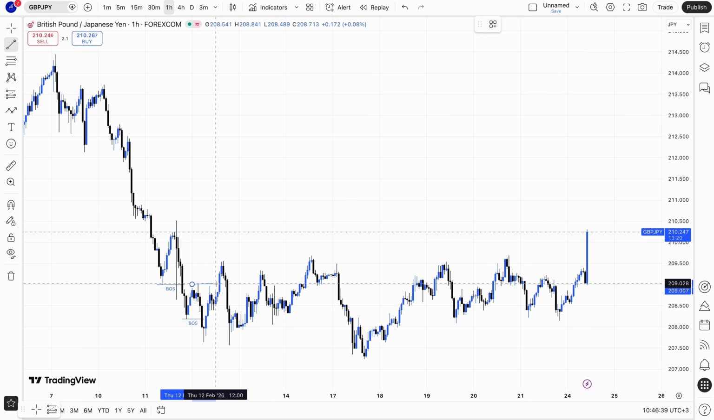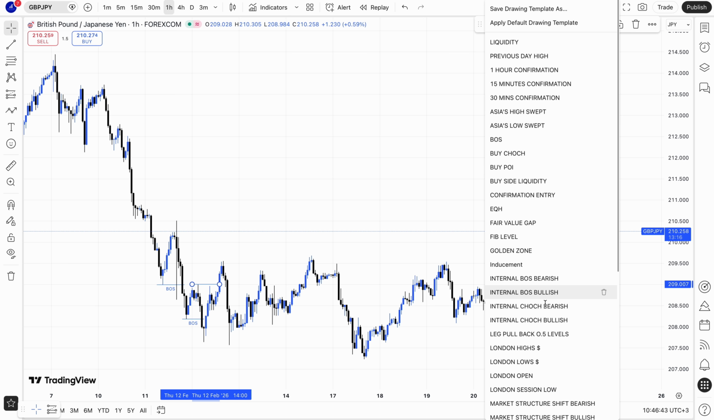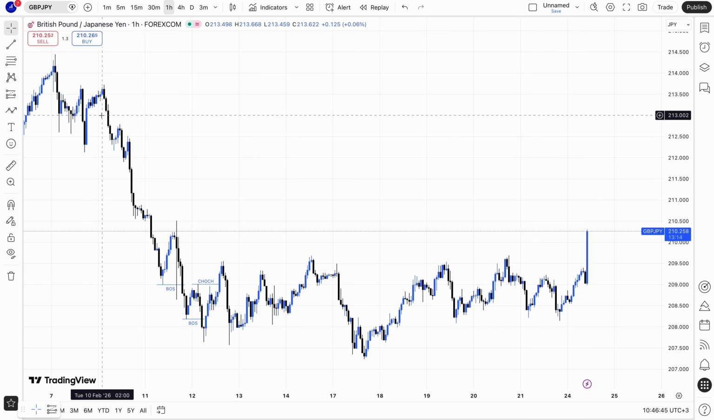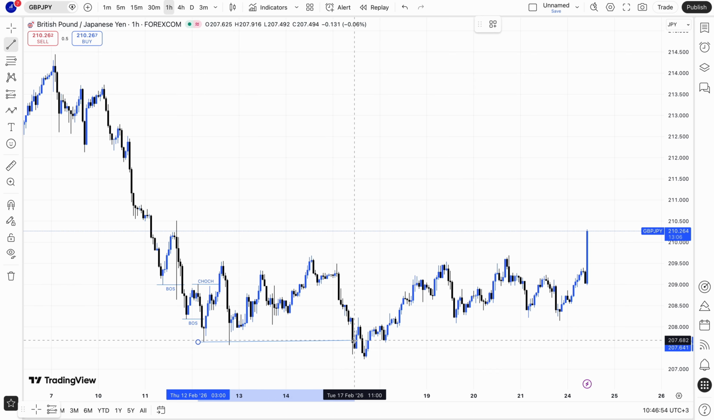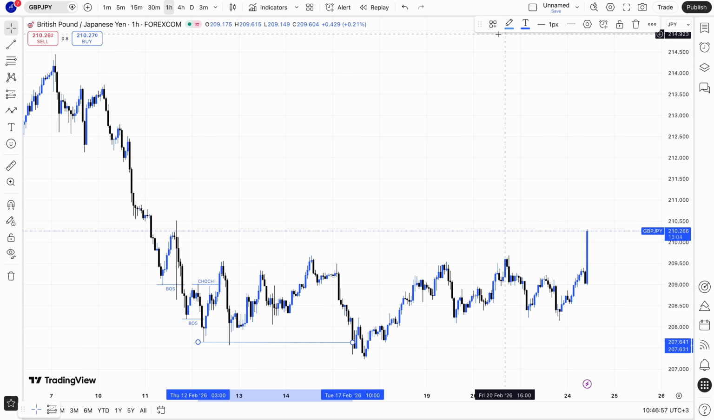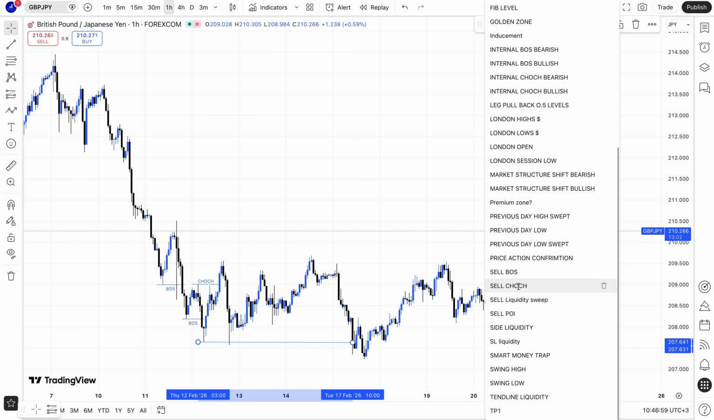Then we had a change of character to the upside. Then the price came down here. Then we had our change of character to the downside.